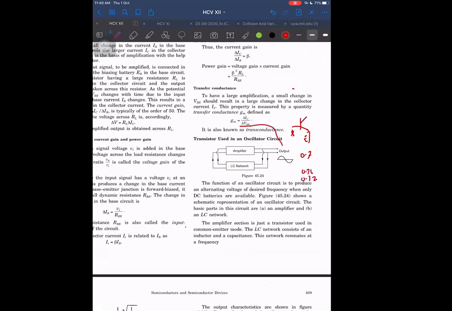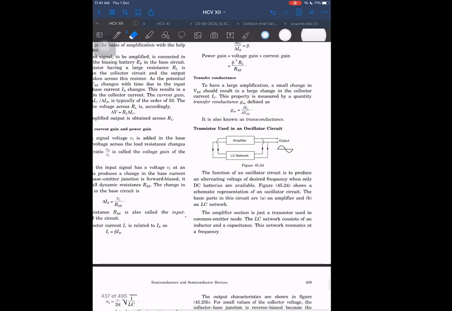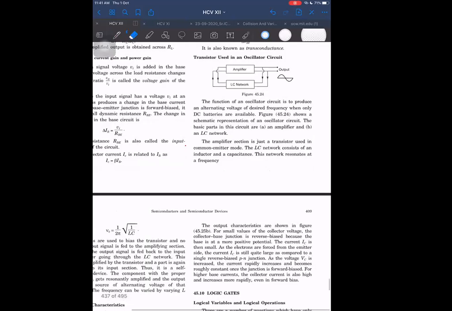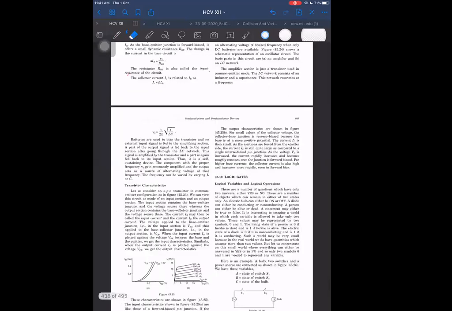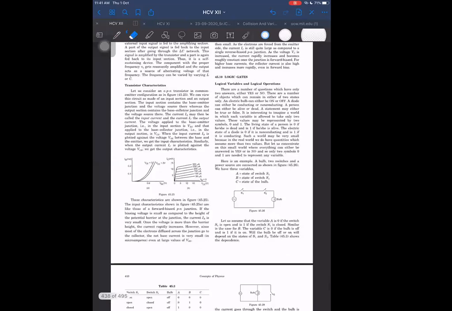I think they are talking about delta VBE here, meaning a slight change in VBE voltage. That will be delta VBE. And according to that, the change it causes in IC will be delta IC. And then the ratio of those will be called transfer conductance or transconductance. The graph of that is there, we can check from the graph. This is the graph, and from here we can get an idea.